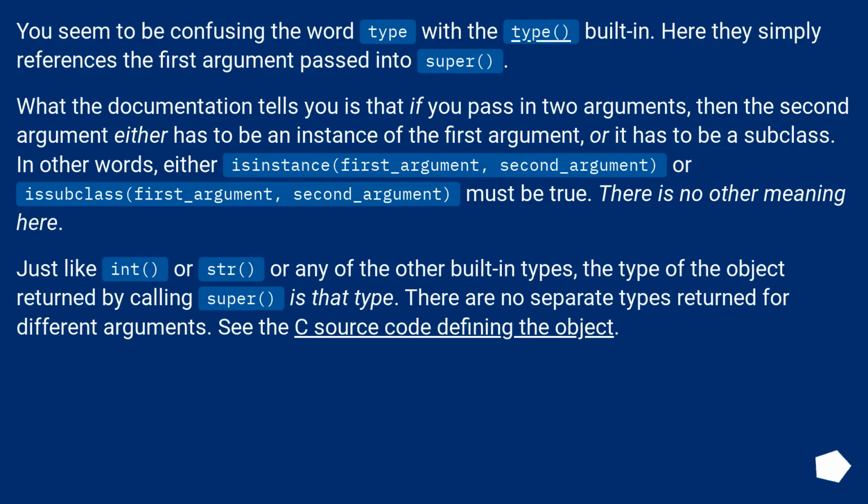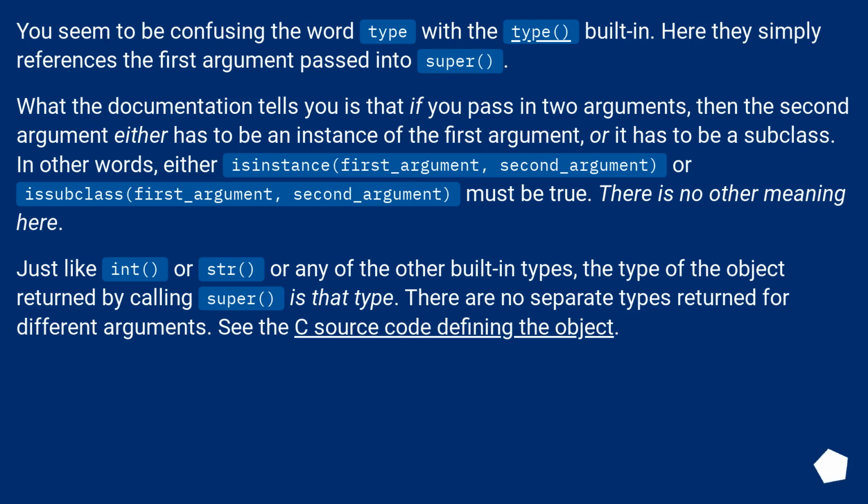You seem to be confusing the word type with the type built-in. Here it simply references the first argument passed into super. What the documentation tells you is that if you pass in two arguments, then the second argument either has to be an instance of the first argument, or it has to be a subclass. In other words, either isinstance(first_argument, second_argument) or issubclass(first_argument, second_argument) must be true. There is no other meaning here.